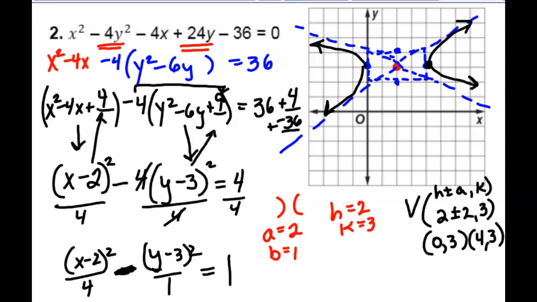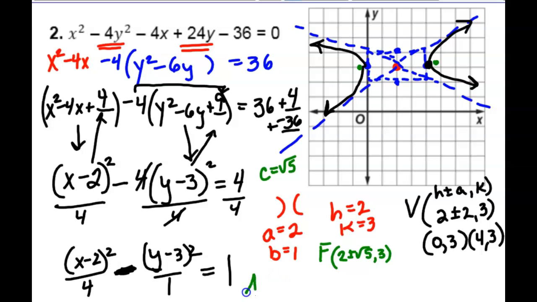All right, foci. What's c, guys? If I add those together, I get, yeah, c is the square root of 5. So they would be at 2 plus or minus the square root of 5, 3. Just barely inside there, I think. Anybody doing that for me? 2 plus the square root of 5 is like 4.1, I think. They're just barely inside there.